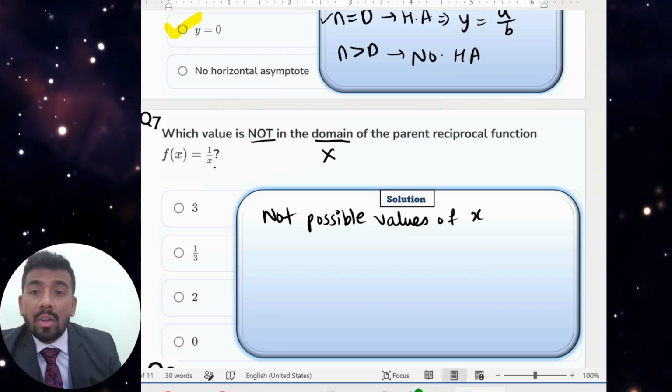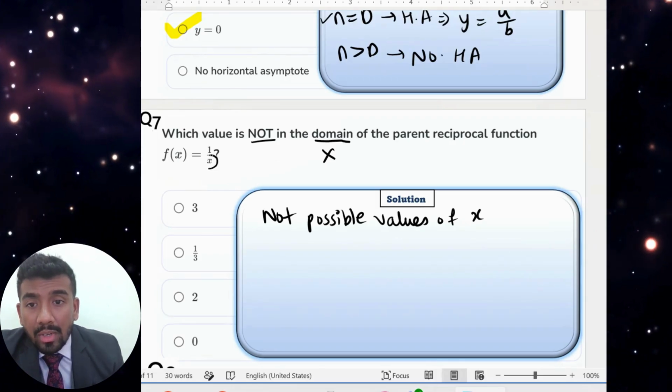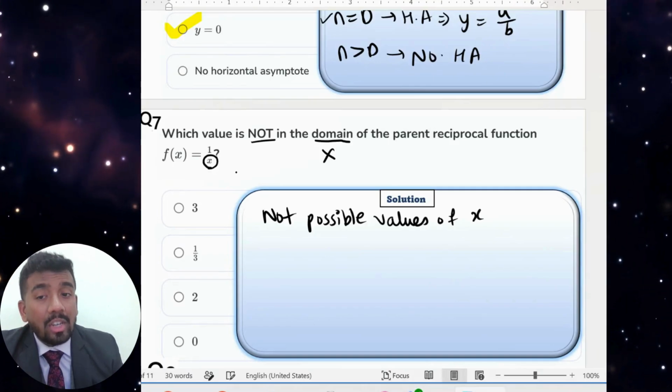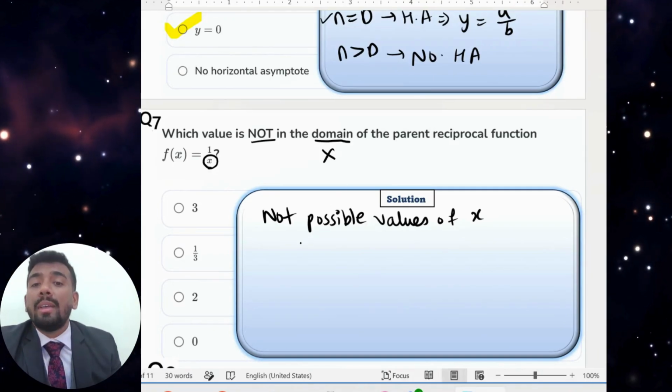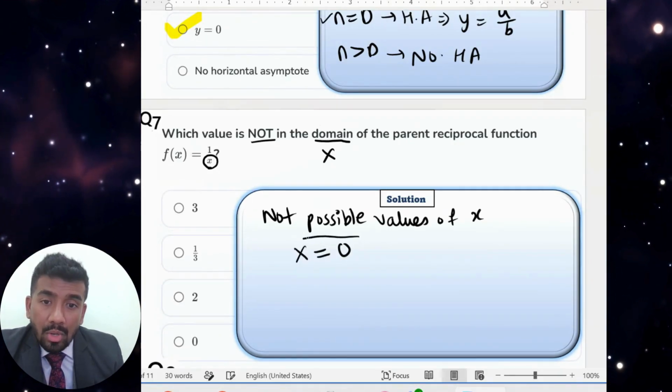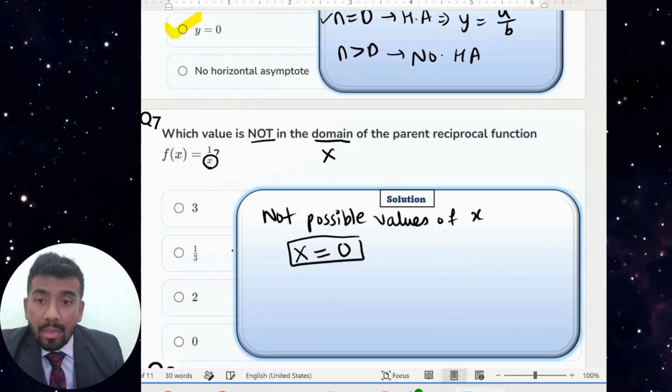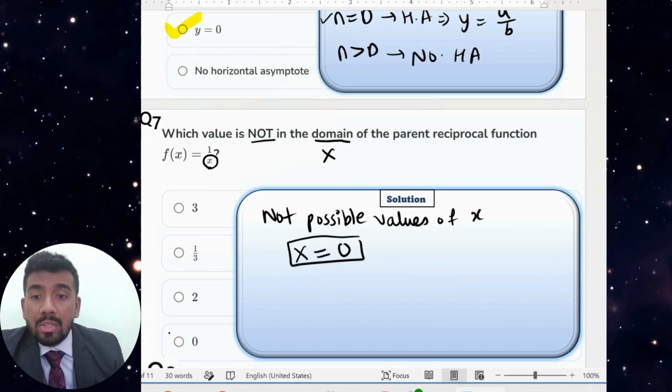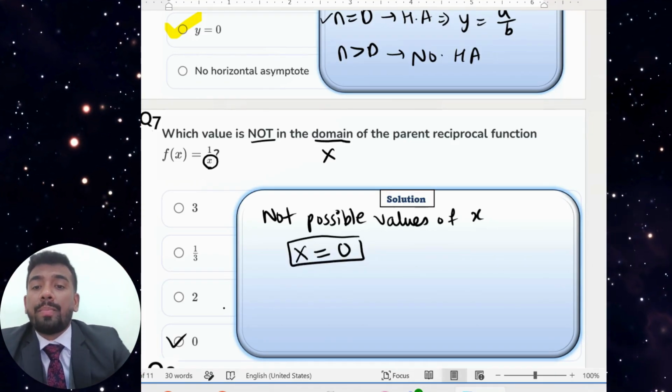Okay, now how do you find it? Always look at the denominator. Now here the denominator cannot be 0. If the denominator becomes 0, then it straight away becomes infinite. So x is the denominator, that's equal to 0. So that's the not possible value. So that's the answer, 0.